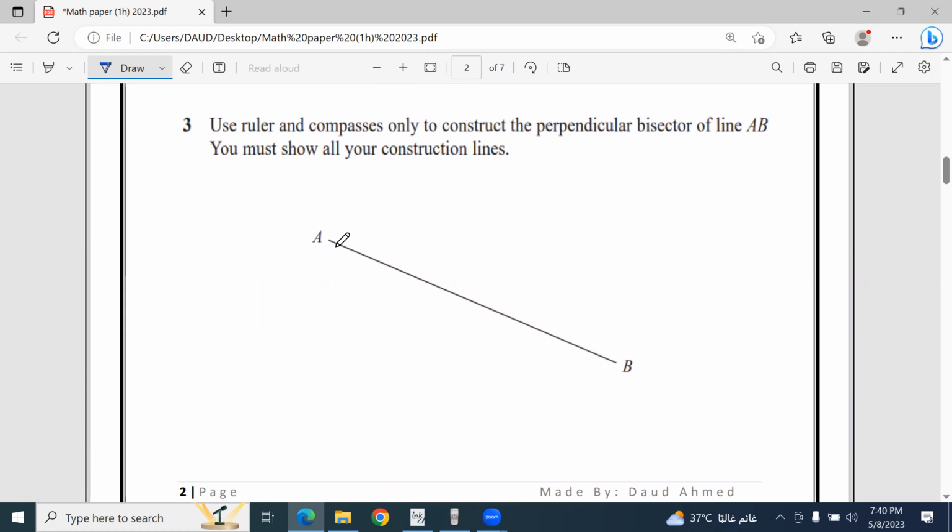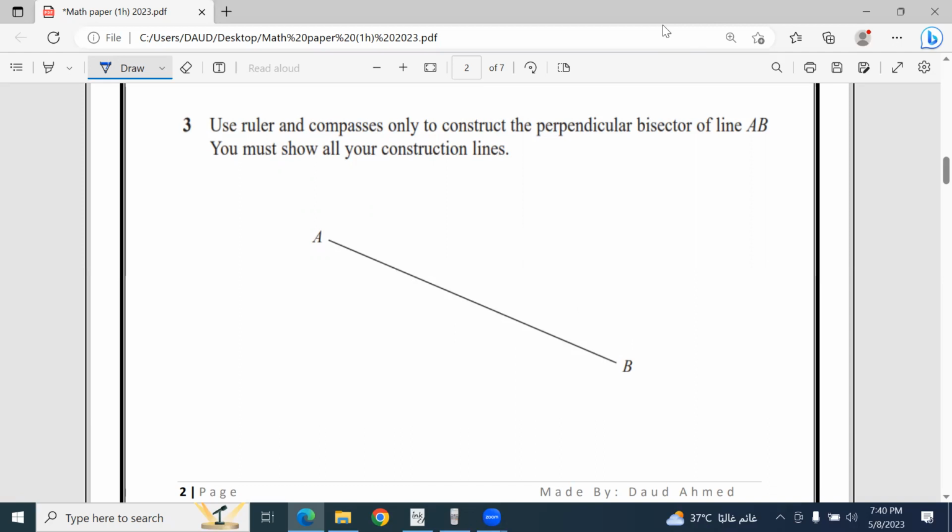First, you will measure the distance of AB and take your compass, which is one tool of the geometry box. Open your compass more than half of the distance. For example, if the distance from A to B is 8, so half is 4. You open your compass more than half, 5 centimeters or 6 centimeters.